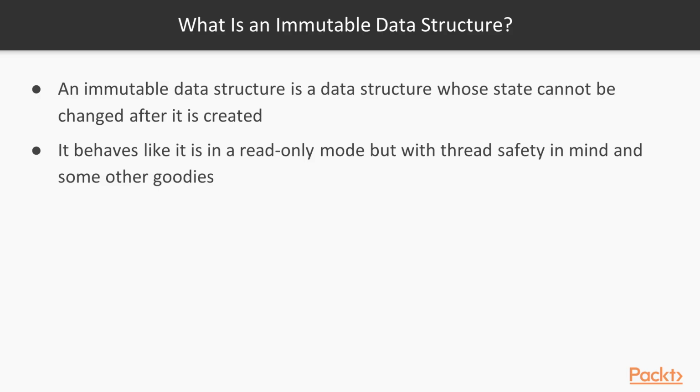An immutable data structure is a data structure whose state cannot be changed after it is created. So basically it behaves like a read-only variable, but with thread safety and also some other advantages. So the moment that you create an immutable data structure, you can't modify the value anymore, otherwise it's going to bring us an error. But instead, in order to modify it, you can create another data type which is going to copy the previous values and you can work on that.